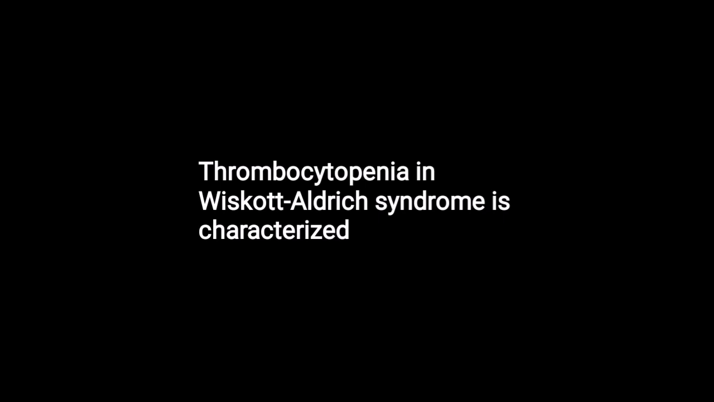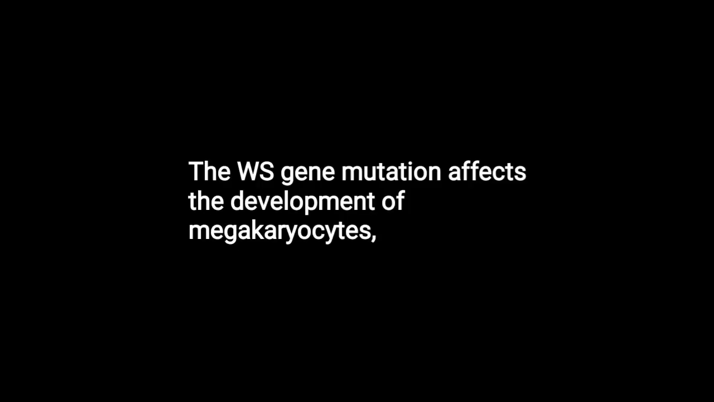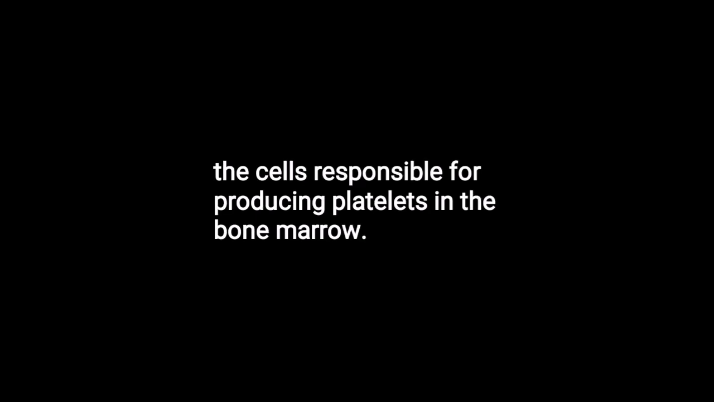Thrombocytopenia in Wiskott-Aldrich syndrome is characterized by a low number of platelets in the blood, which can lead to bleeding and bruising. The WAS gene mutation affects the development of megakaryocytes, the cells responsible for producing platelets in the bone marrow. As a result, individuals with WAS often experience symptoms such as easy bruising, petechiae, small red or purple spots on the skin, and increased bleeding after minor injuries. Severe cases can lead to life-threatening bleeding complications.